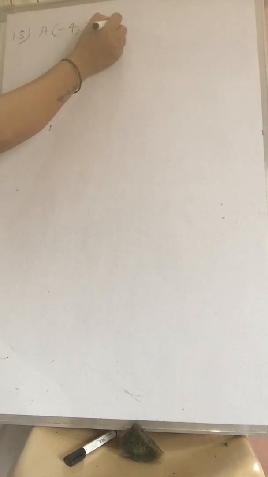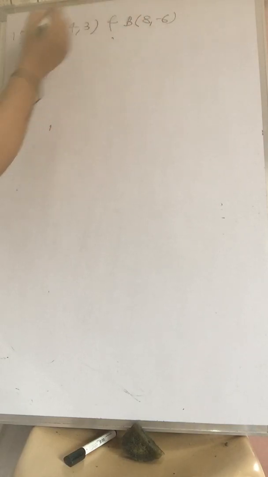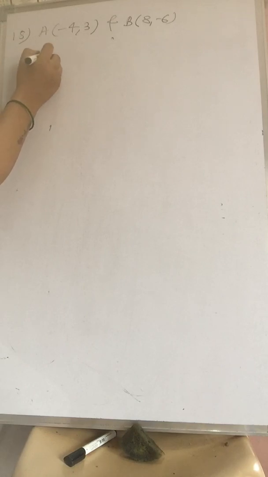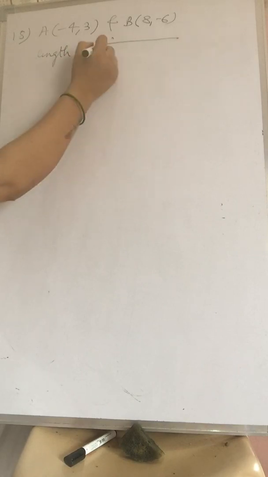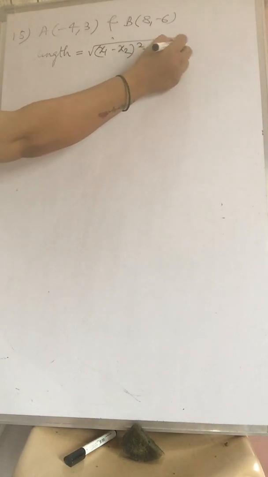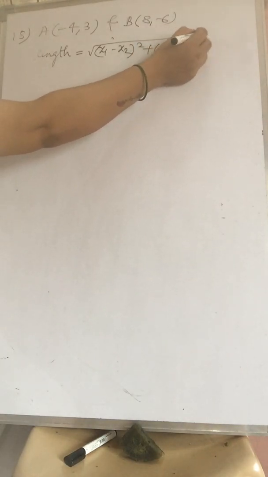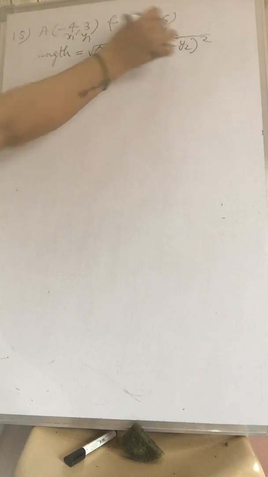In the 18th, we have A (-4, 3) and B (8, -6). Find the length of AB. We all know that the length is equal to the square root of (x1 minus x2) whole squared plus (y1 minus y2) whole squared. We have the distance formula, with x1 y1 and x2 y2.